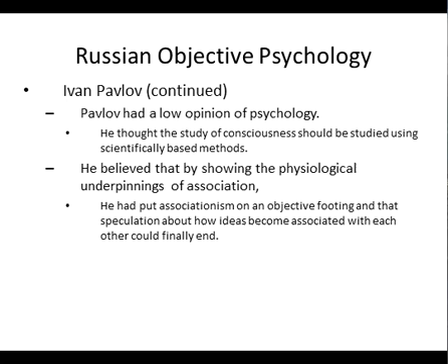So, looking at a couple of other ideas, Pavlov did not have a great opinion of psychology, somewhat of a low opinion. He thought the study of consciousness should be studied using scientifically based methods. He believed that by showing the physiological underpinnings of association, he had put associationism on an objective footing, and that speculation about how ideas become associated with each other could finally end. So basically, he made this area objective. Now we had objective things that we can see, we can quantify, we can count, and we no longer had to worry about this other stuff that we could not observe objectively.